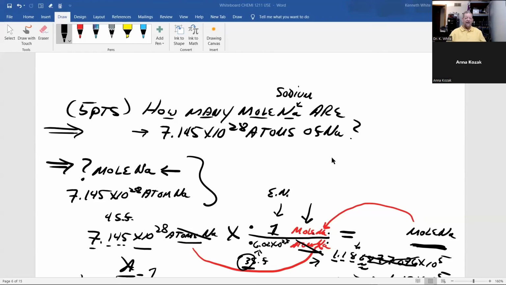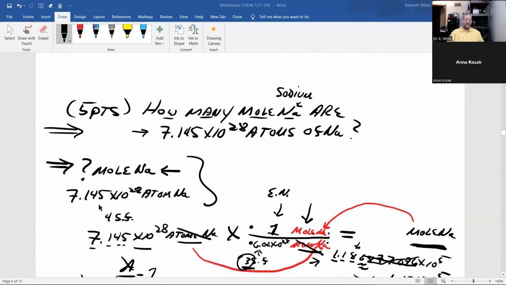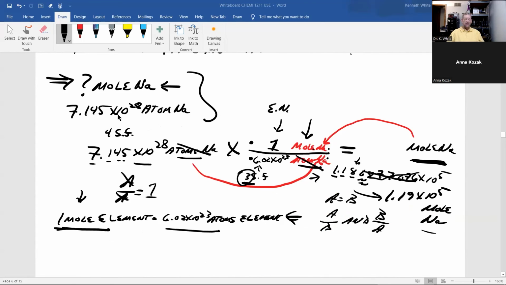And if we go back to our problem, I wanted to get that in before we finished, and I did. We look at our problem: how many moles of sodium are in 7.145 times 10 to the 28th atoms of sodium? You find out what you are being asked to find unit-wise. That's why I put the question mark, moles of sodium. What number are you given? Sometimes you're given more than one number, but for now, this is the only number, 7.145 times 10 to the 28th atoms of sodium. This is the only thing we have to start with.